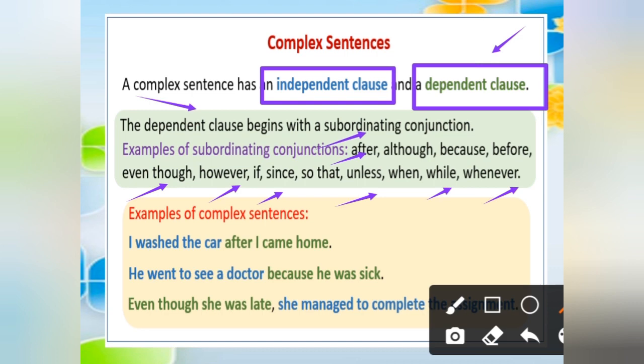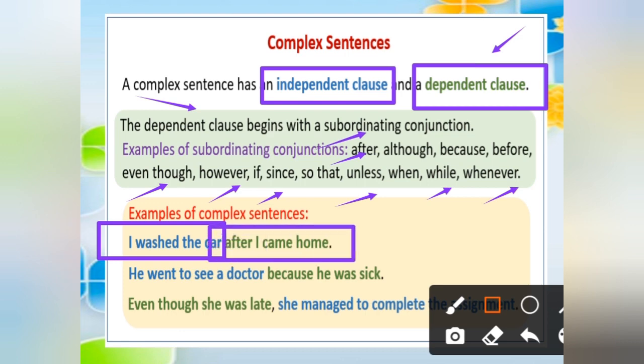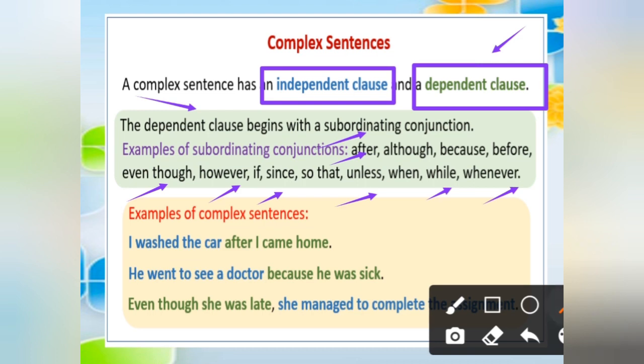Like you see here, I washed the car. It is a complete sentence, it means this is your independent clause. After I came home, starting with after, so this is our dependent clause, starting with the subordinating conjunction, that is after. Now see the next one. He went to see a doctor, a complete sentence, this is our independent clause, because he was sick. Now tell me which one is dependent, and which is the subordinating conjunction, that is because.